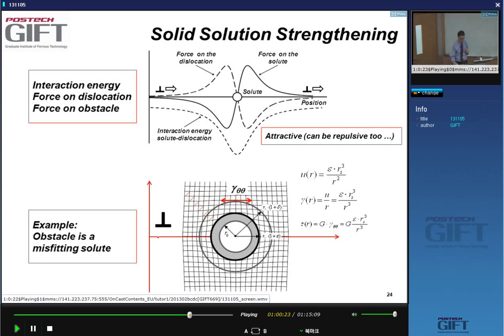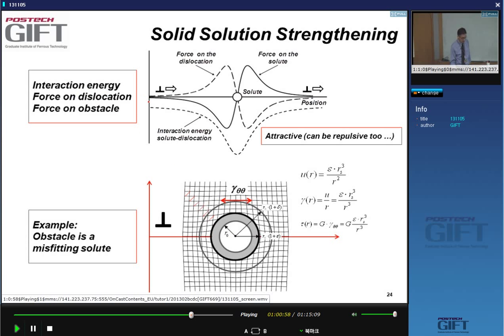Because if the dislocation passes on this plane, I will get a very different interaction than if the dislocation passes a little bit away from the atom. And if it's very far away, it will not feel the solute. So, okay, but what we'll first try to do is determine the interaction energy. What's the interaction energy between a dislocation and a misfitting obstacle?